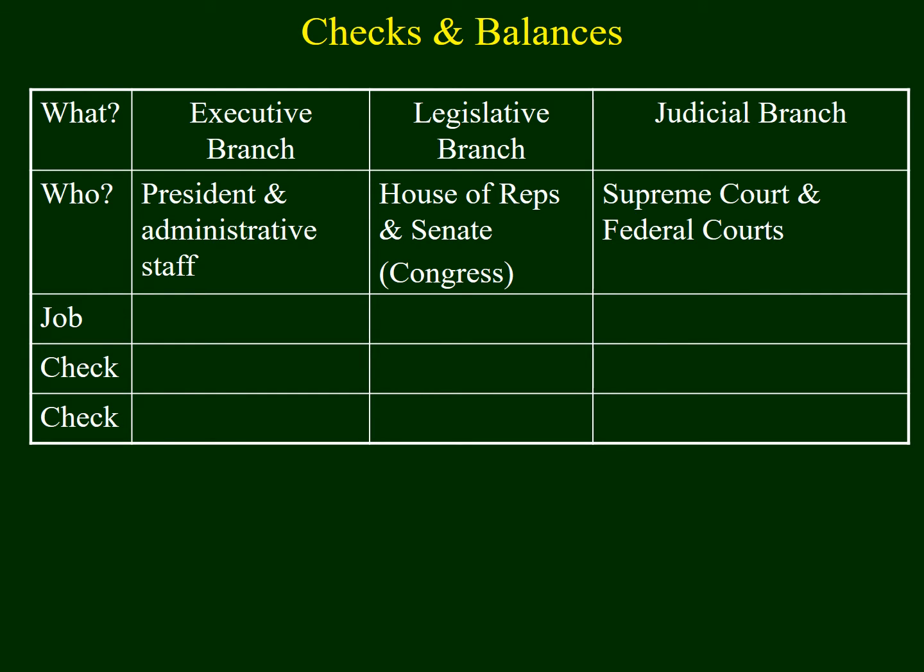In this context, the who, in a way, is kind of simple. The executive branch is made up of the president and members of the president's staff. The legislative branch includes both the House of Representatives and the Senate. Collectively, they're known as the Congress. Lastly, the judiciary is made up of the federal courts, and the highest court in the land is the Supreme Court.